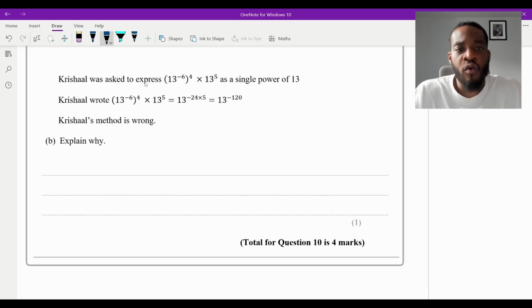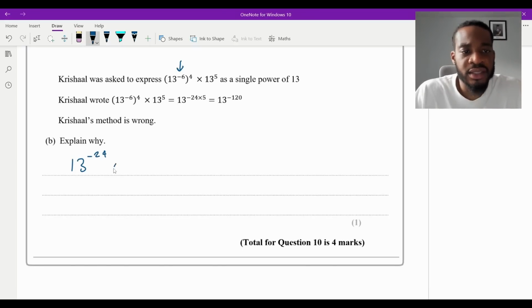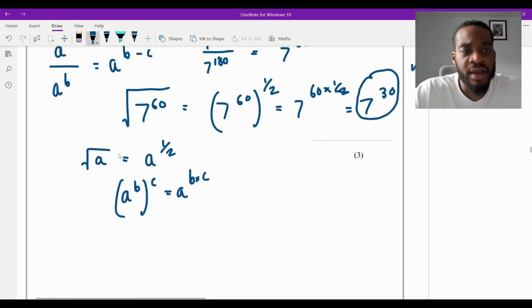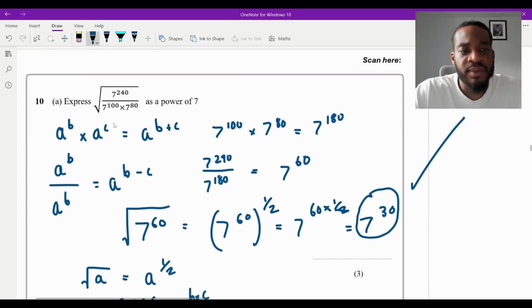Explain why. Well, what has he done wrong here? Well, remember from your index laws, we can definitely times these together with the power law that we've just seen. So I'm going to write this there. I'm going to do it first, and I would recommend you do it before actually explaining it, so you actually know what's happening. So that's going to be 13 to the minus 24 times by 13 to the 5. Now from here, remember this law above: a to the power of b times by a to the power of c is equal to a to the power of b plus c.